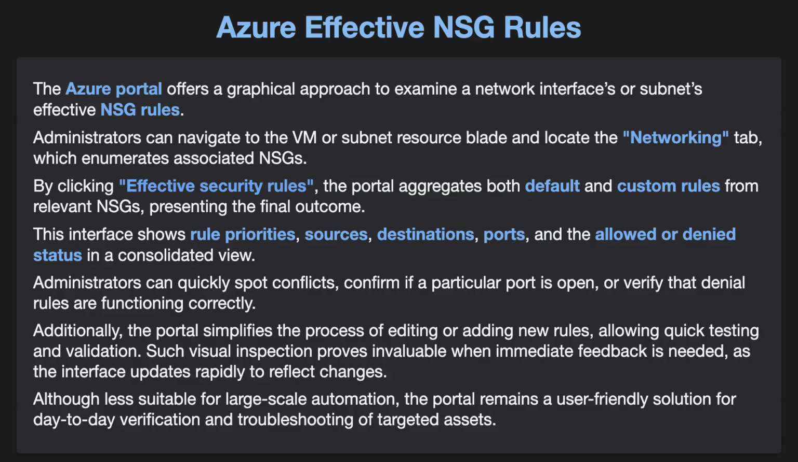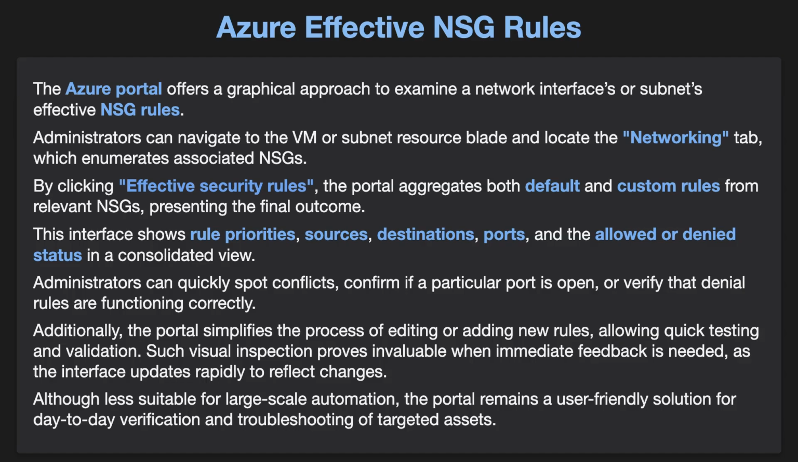The Azure portal offers a graphical approach to examine a network interface's or subnet's effective NSG rules. Administrators can navigate to the VM or subnet resource blade and locate the Networking tab, which enumerates associated NSGs. By clicking Effective Security Rules, the portal aggregates both default and custom rules from relevant NSGs, presenting the final outcome. This interface shows rule priorities, sources, destinations, ports, and allowed or denied status in a consolidated view.